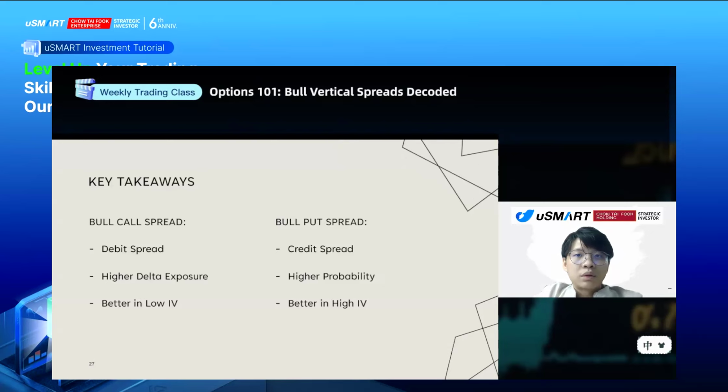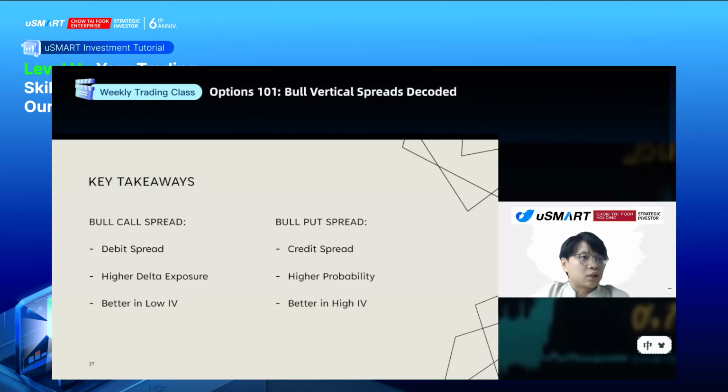Now we will come to the key takeaways. Let's recap the key learning today. A bull call spread actually works best when you have a very strong bullish view and volatility is low. So you can tell the difference.